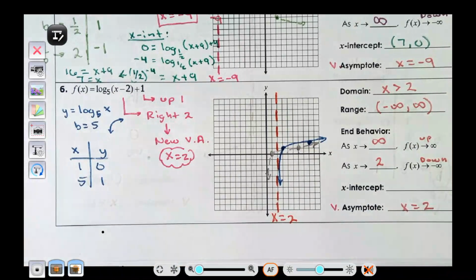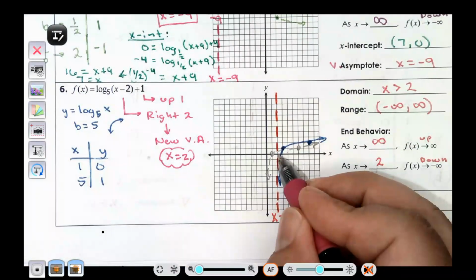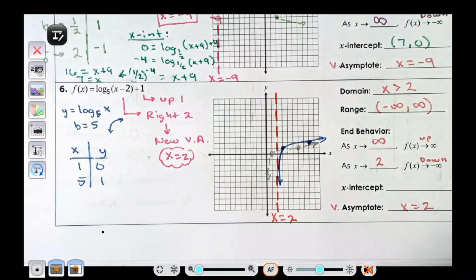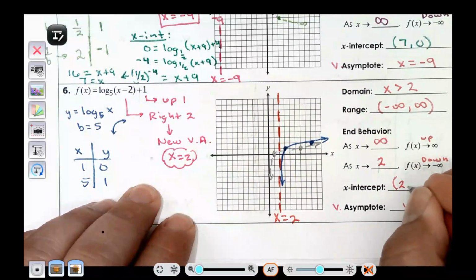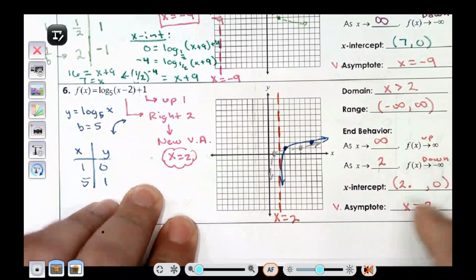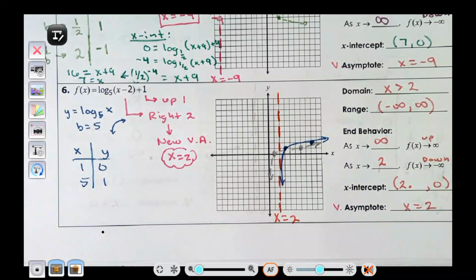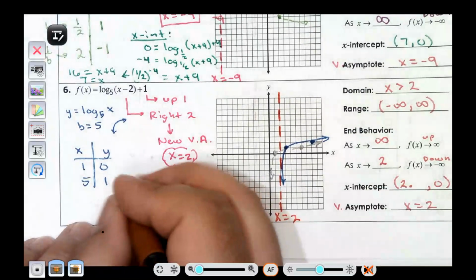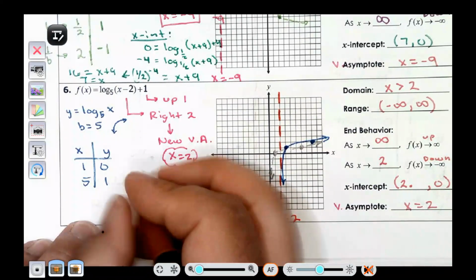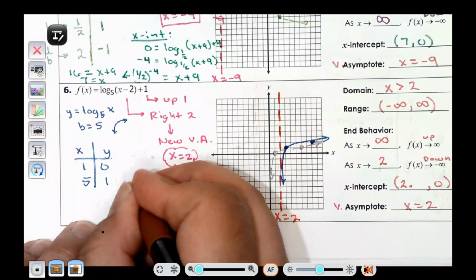And then the only concern here is the x-intercept, which from the looks of it, it's somewhere between 2 and 3, so I know it's got to be 2 point something, comma 0. So all I have to do is find that. But again, it takes some work to do that. Don't stress yourself over the x-intercept too much today, at least for this part. But let's see if we can work it out.